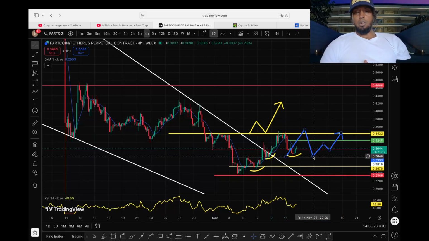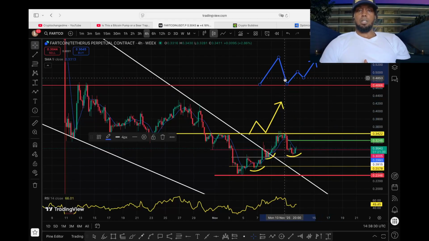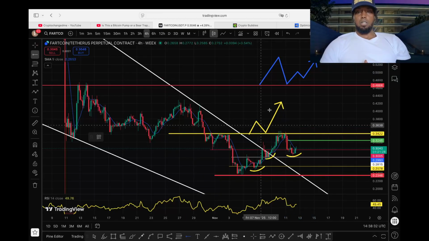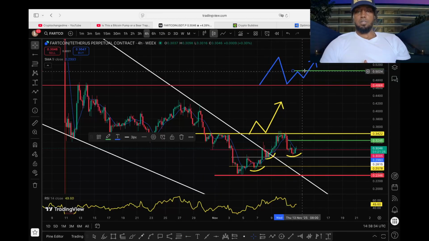So this would be the high low, right? But my entry won't be that. My entry will be the newest pivot point. So let me break it down to you like this. My entry will be here, this green line.